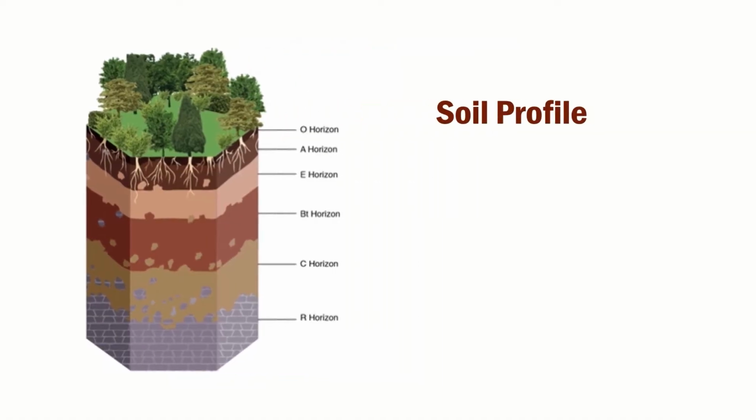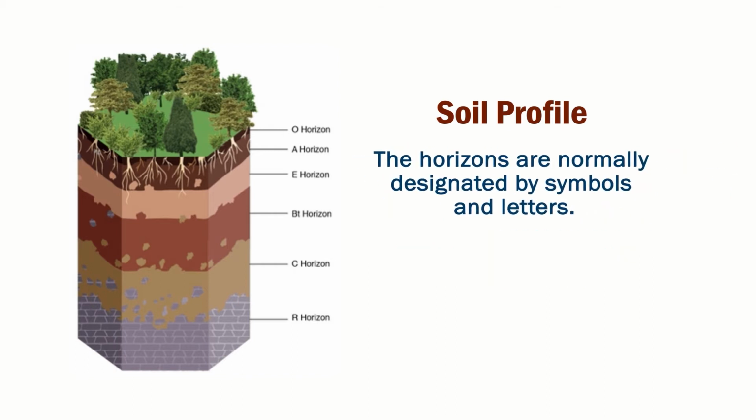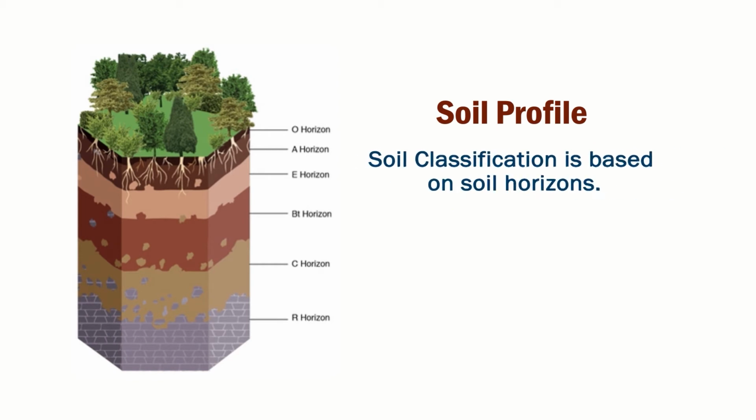So now what is soil profile? We must have heard about the different layers of the soil. When we talk about the soil profile, it is actually the vertical arrangement of the different layers of the soil. And these different layers have unique physical and chemical properties. They are denoted by different symbols, mostly letters, and soil classification, the different types of soils that we study, is basically done on the basis of the soil profile or the different horizons that the soil has.